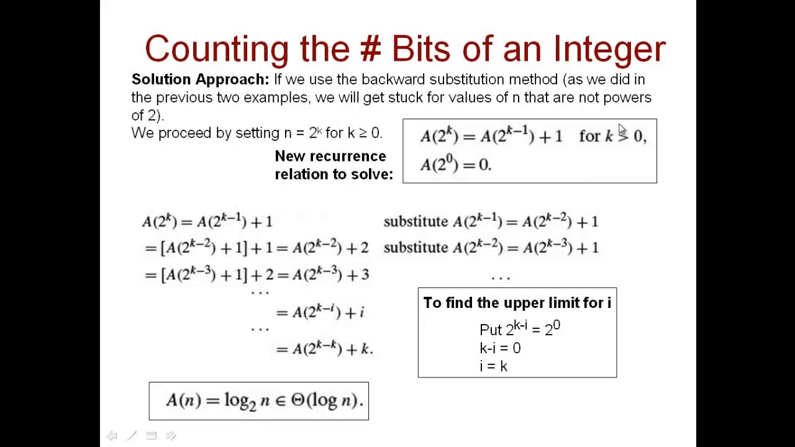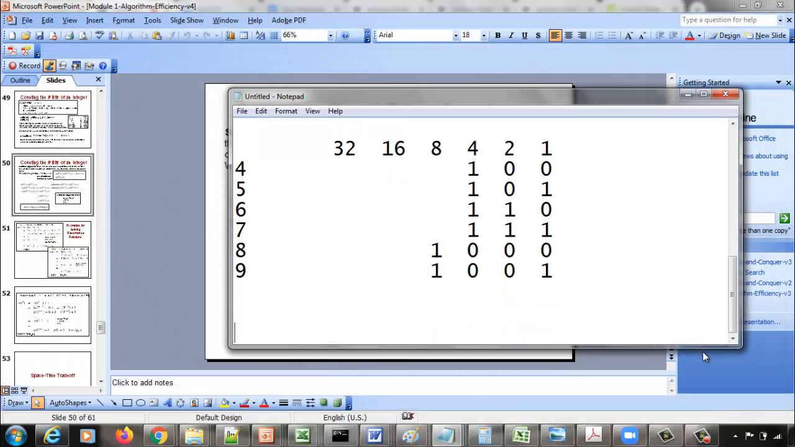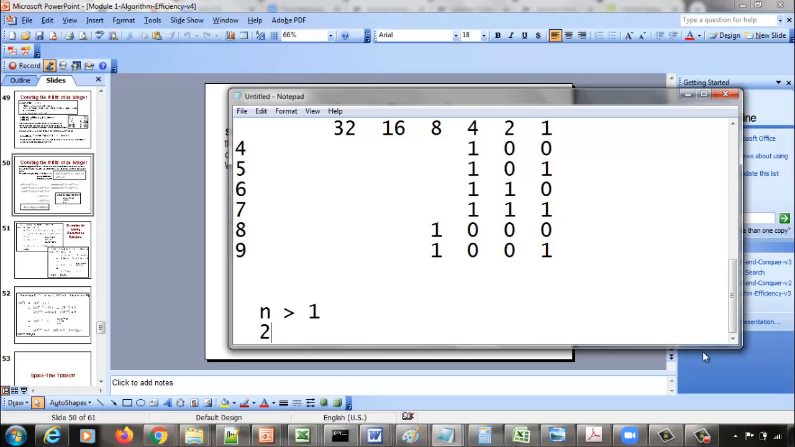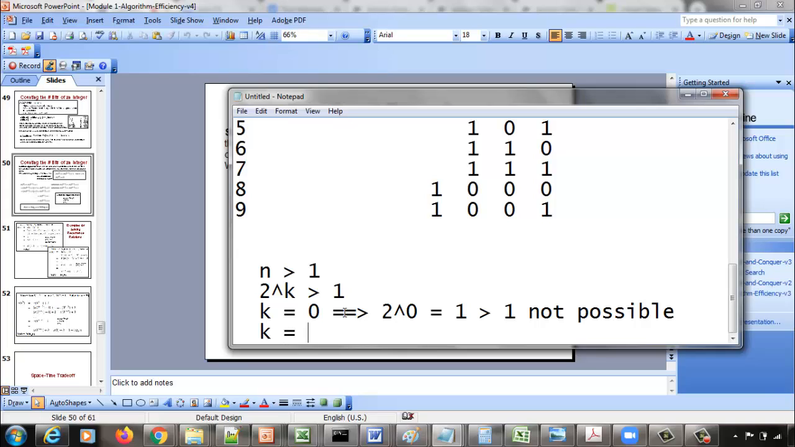So we need to find the equivalent value of k. We want to solve for n greater than 1. So for what value of k will 2 raised to k be greater than 1? If k is 0, 2 raised to 0 is going to be 1, and 1 cannot be said to be greater than 1, right? So we have to go for the next value of k, which is 1. If k is 1, 2 raised to 1 is 2, and that is greater than 1.